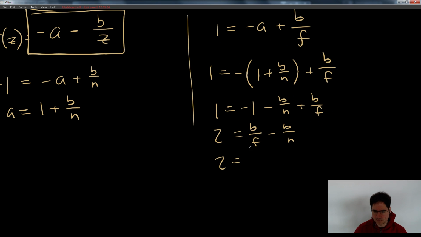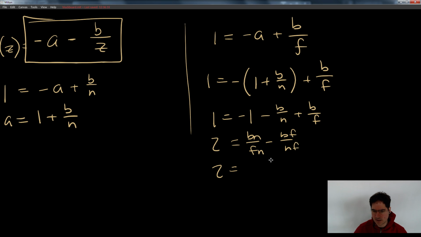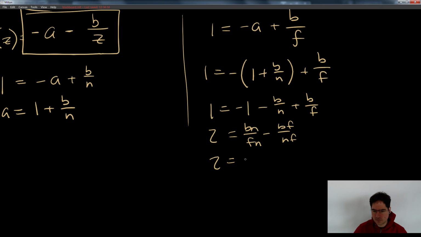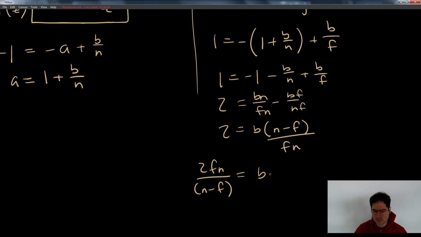We need to be able to combine these. So we need to be able to multiply both by whichever one it doesn't have, right? We need to make these two denominators the same. So we need to put an n in here, so this would be bn over fn, and we need to put an f in here, so we'd have bf over nf, right? So then we're just left with b times n minus f over fn, like so. And then we are able to solve for b, which is what we wanted, right? Our b is going to be 2fn over n minus f, right?